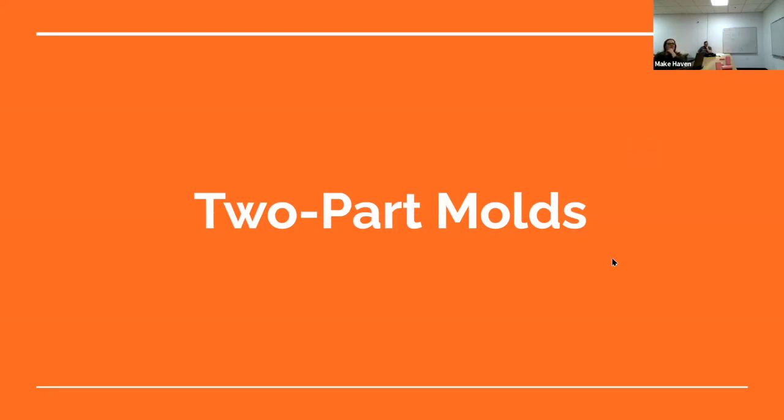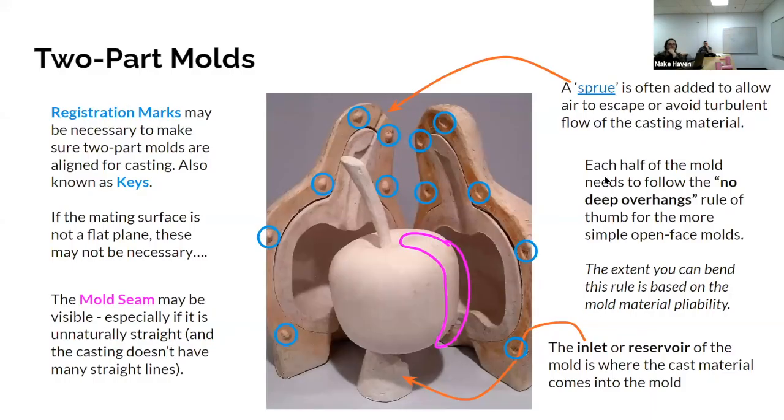The more advanced thing is a two-part mold. And this is really the one that Julia has been so good about showing, is that you have these little registration marks that are all over the place. Here's the mold seam, sort of highlighted in pink. You can just barely see it. The inlet or the reservoir where you pour the material in, the sprue going out. This is really the core skills that you'd want to have if you wanted to make a two-part mold.